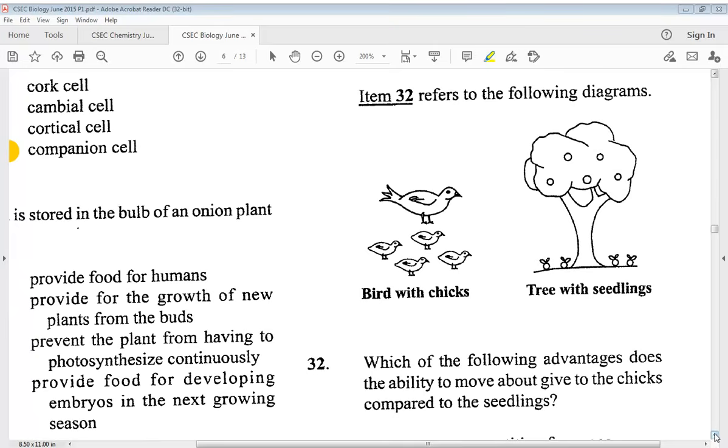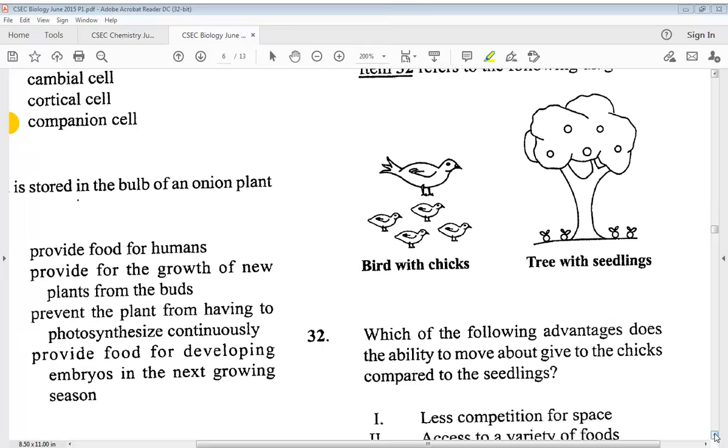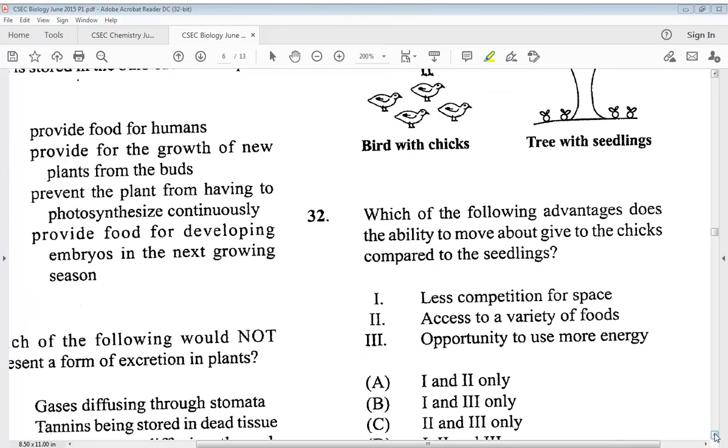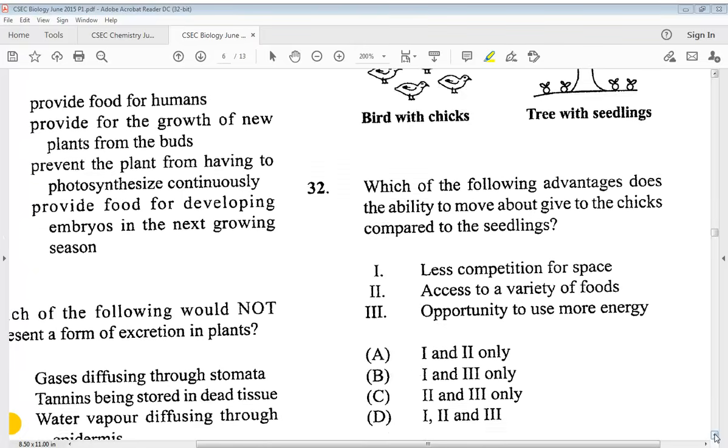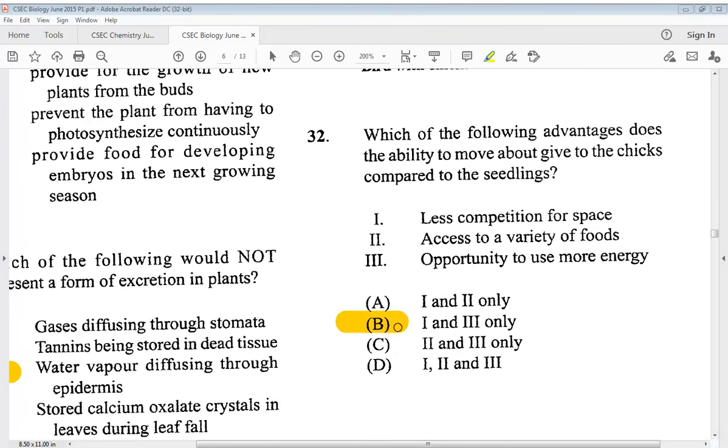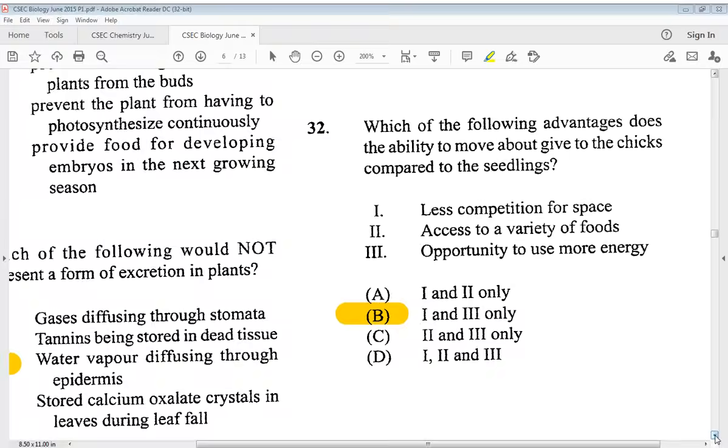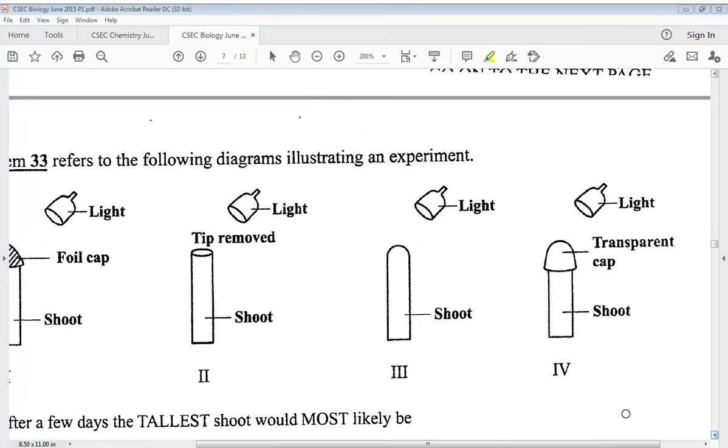Item 32 refers to the following diagrams. We have a bird with chicks and a tree with seedlings. 32. Which of the following advantages does the ability to move about give to the chicks compared to the seedlings? 1. Less competition for space. 2. Access to a variety of foods. 3. Opportunity to use more energy. The answer for 32 is B, 1 and 3 only. Let's go to number 33 now.